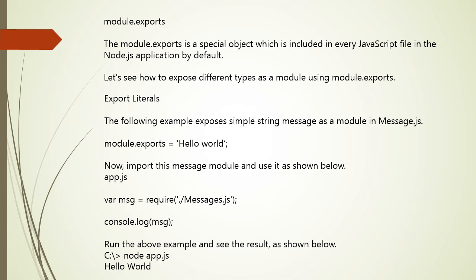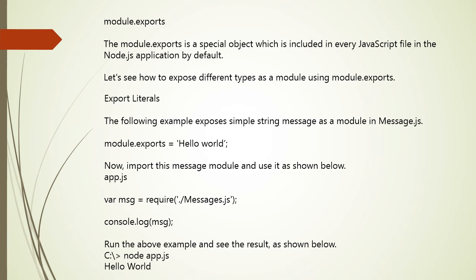Consider what is export literals. As mentioned above, exports is an object. So it exposes whatever you assign to it as a module. For example, if you assign a string literal, then it will expose that string literal as a module. The following example exposes a simple string message as a module in message.js. So write the message.js program this way: module.exports = 'hello world'.